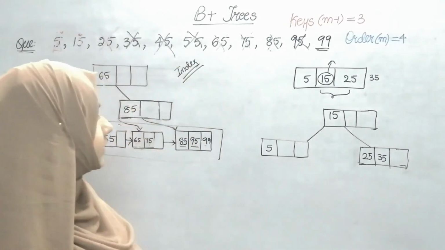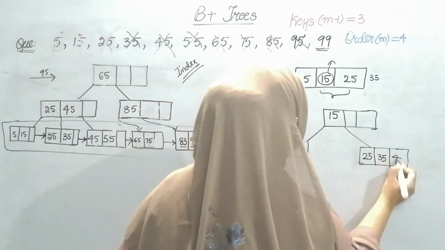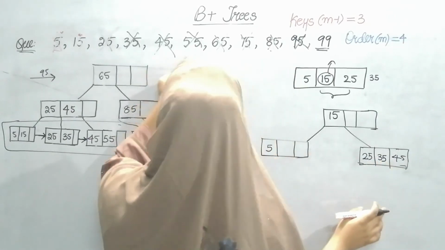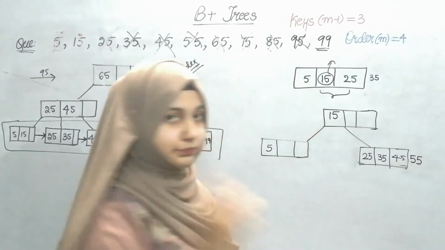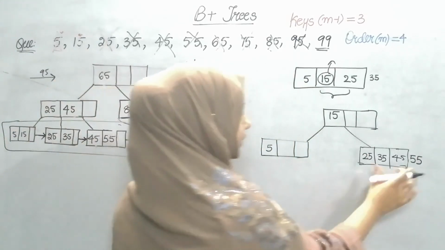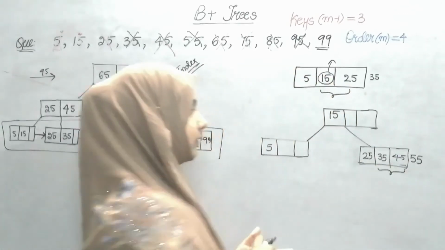Same thing, you have to insert the rest. Suppose this is done, 35 is done. Suppose 45 I am inserting, 45 is done. And if I want to insert 55, 55 will come here, right? So what happens? The node is overflowing. I'll again see the middlemost terms.